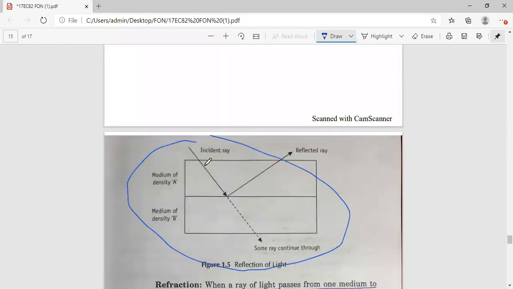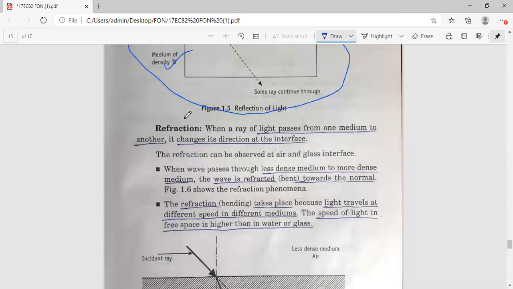See, there is a ray, an incident wave, what we call light incident. This is your interface, one medium of some density A, another of density B. When light travels, it will hit the interface. The light will get bent, it will bounce, so it will change its direction. This is called reflection. So this is the basic thing.